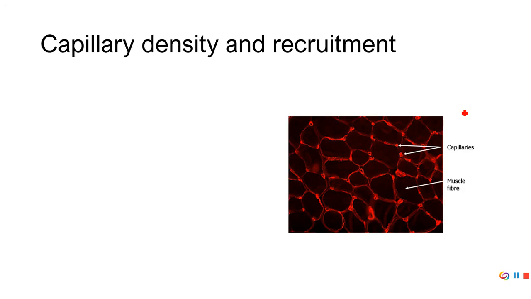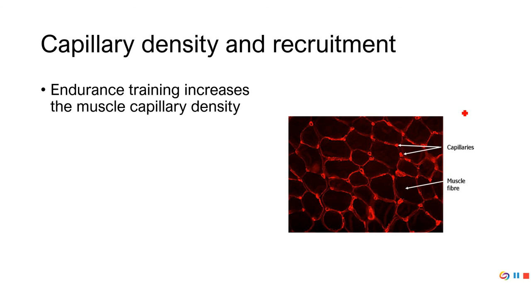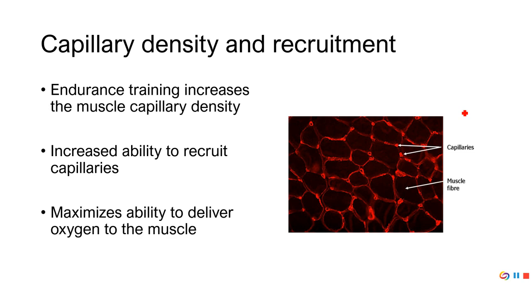Okay, so with capillaries, endurance training increases the capillary density, and that makes it a lot easier to get oxygen into the muscle cell. If there's more places where a muscle cell can pull oxygen, that's going to be very beneficial. We can also recruit more capillaries. We kind of talked about this with VQ matching, about how not all capillaries are recruited at all times for a variety of reasons. Well, the same is true in a muscle cell. And so if we can recruit all of the available capillaries, it's going to make it easier to get oxygen in. Ultimately, we're trying to deliver that oxygen to the muscle.